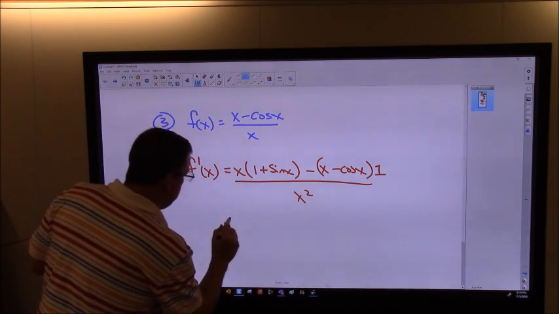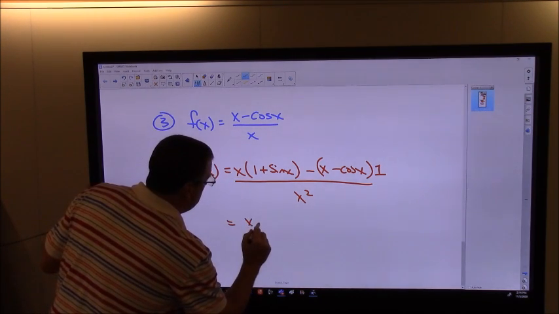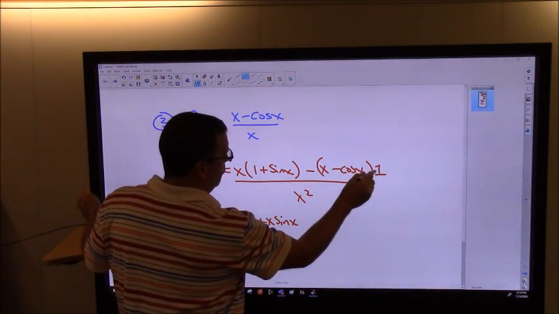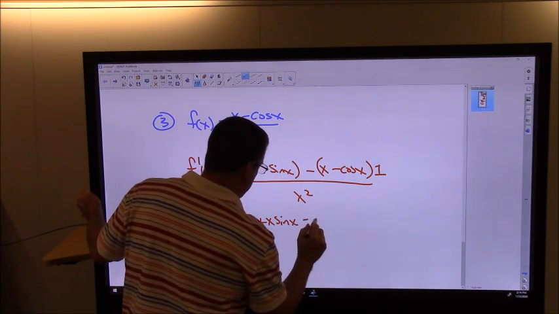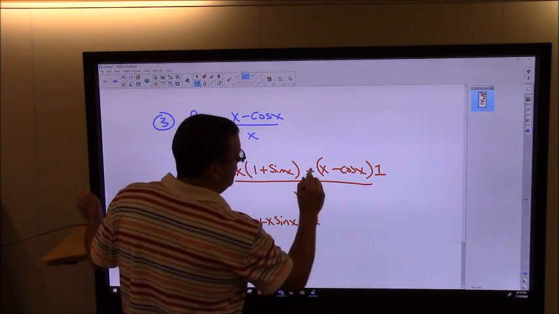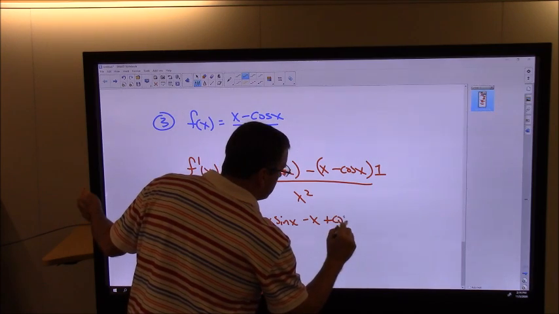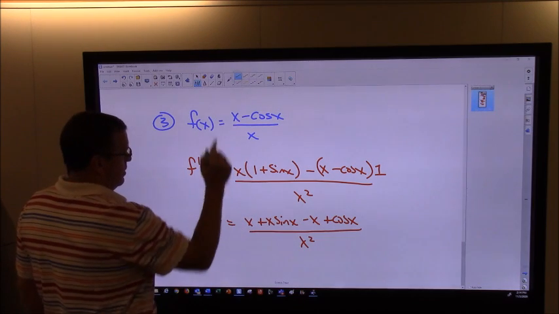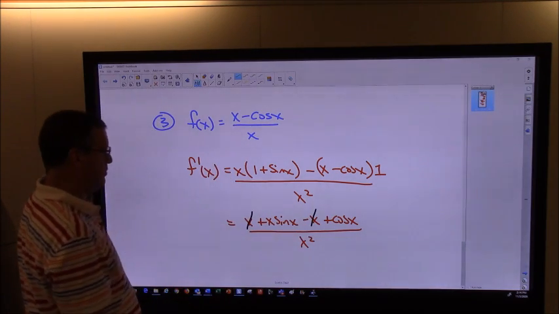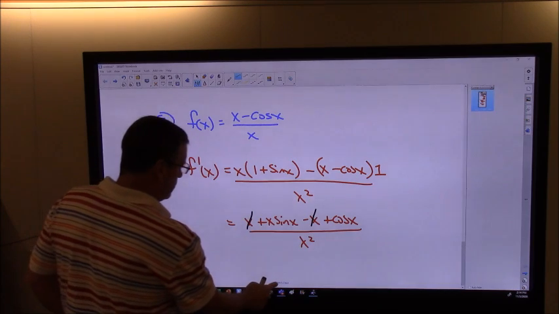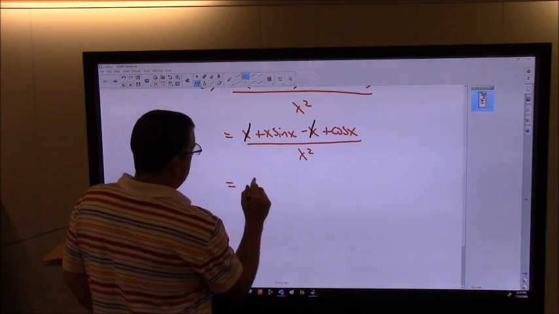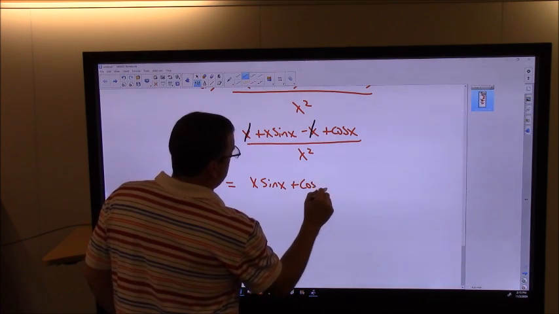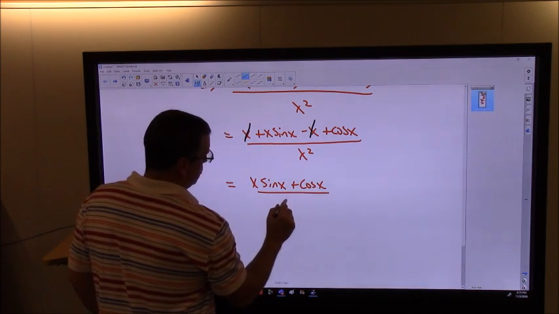So let's see, if I distribute this, I get x plus x sine of x. Negative 1 times both of these, that'll be a negative x. And then positive cosine of x all over x squared. And these two add up to 0. So now what I get is x sine of x plus a cosine of x over x squared.